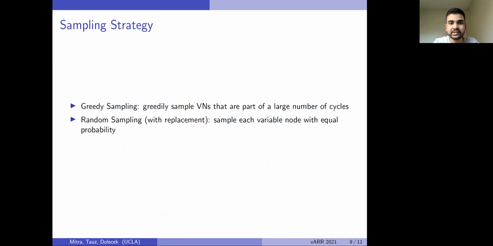And our sampling strategy after we have concentrated cycles is to greedily sample variable nodes that are part of a large number of cycles. And we would like to compare it with random sampling, which was used earlier in literature, where every variable node is sampled with equal probability.